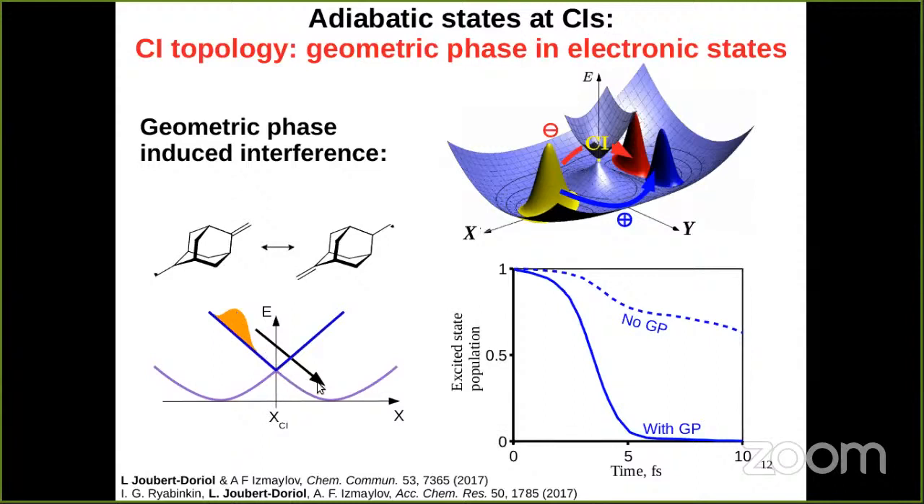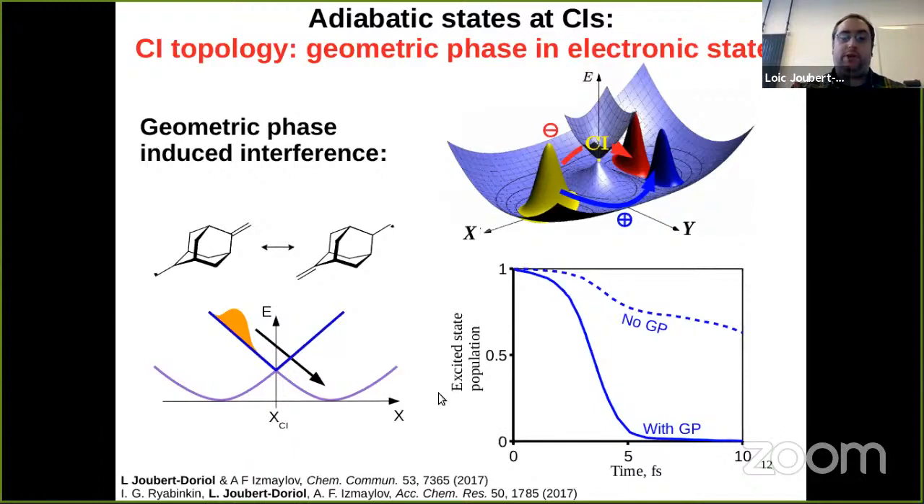Here we also showed that not including the geometric phase can really reduce the population transfer. In this case, we had full population transfer with the exact simulation. When we remove the geometric phase, it can be divided by more than two. So it's really problematic in some circumstances when you don't account for this geometric phase.